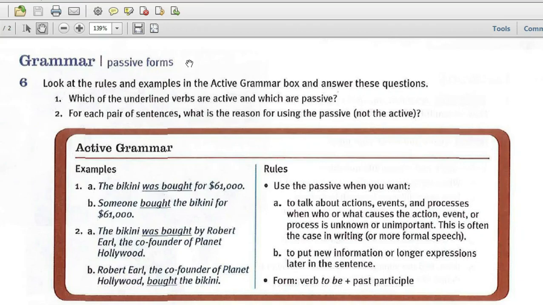Today we are going to talk about the passive forms, or it is also called the passive voice. Number one, A. The bikini was bought for $61,000. This is passive because you see to be plus verb 3.